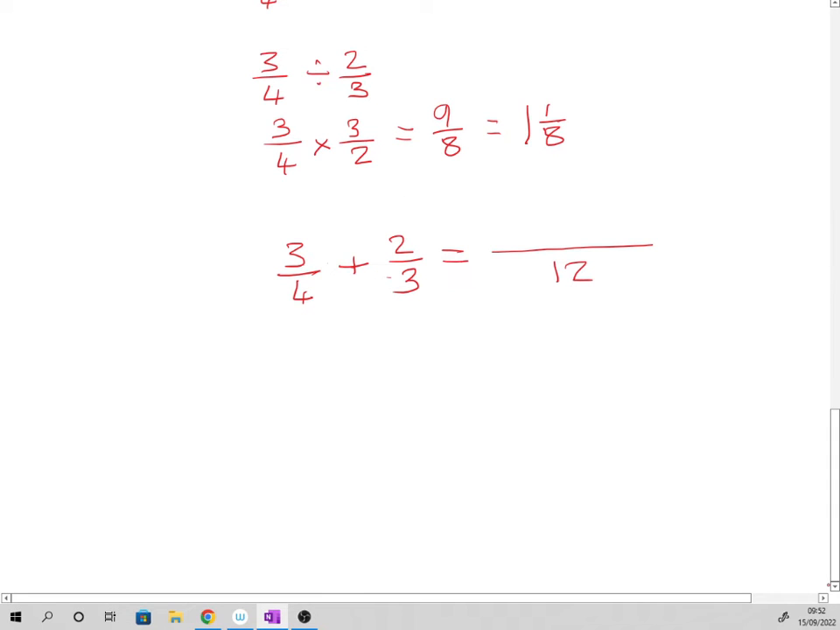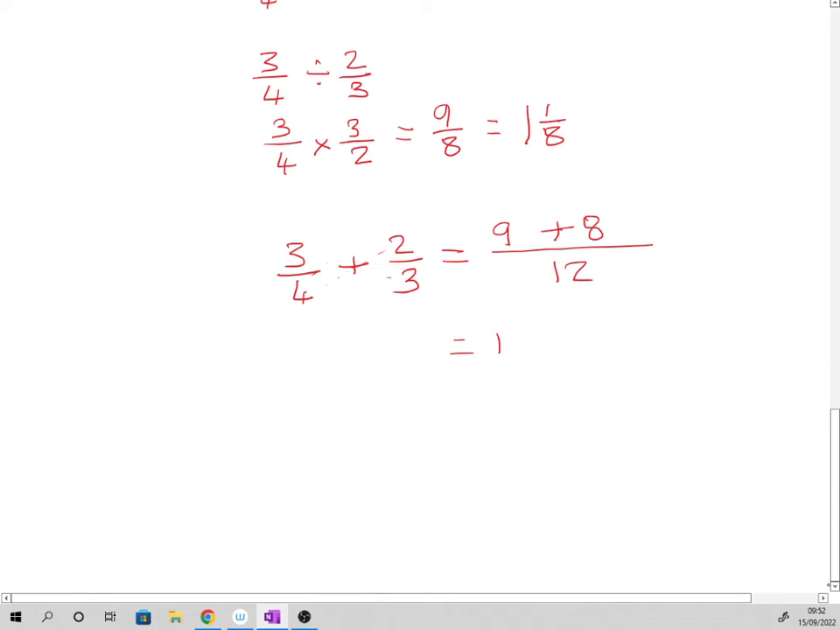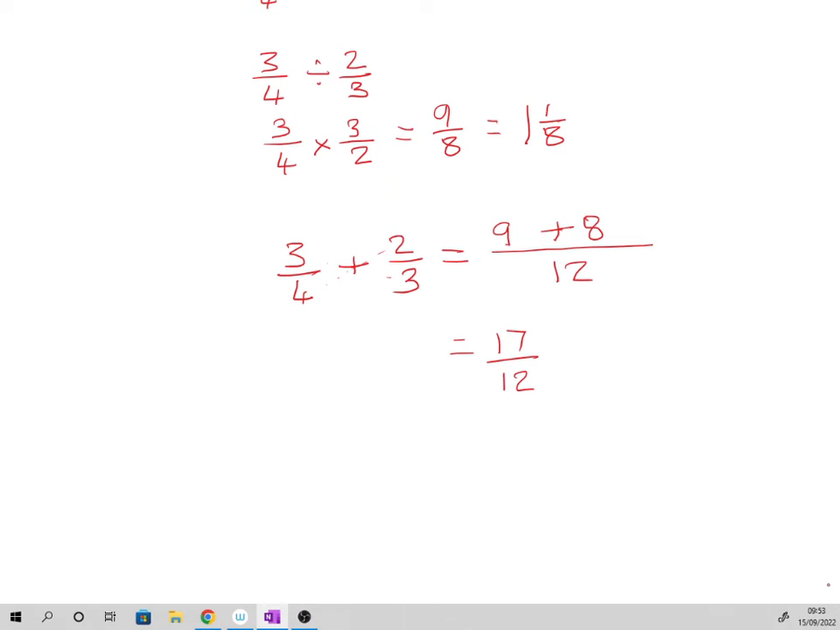And then you cross multiply starting at the bottom right hand corner. So you go 3 times 3 is 9, and the other way 4 times 2 is 8. And remember, we're adding them together. So 9 and 8 make 17 over 12. And we've got a top heavy, so you'll be expected to turn this into a mixed number, a mixture of whole numbers and fractions. So 12s into 17 go 1 with 5 over, so you get 1 and 5 twelfths.